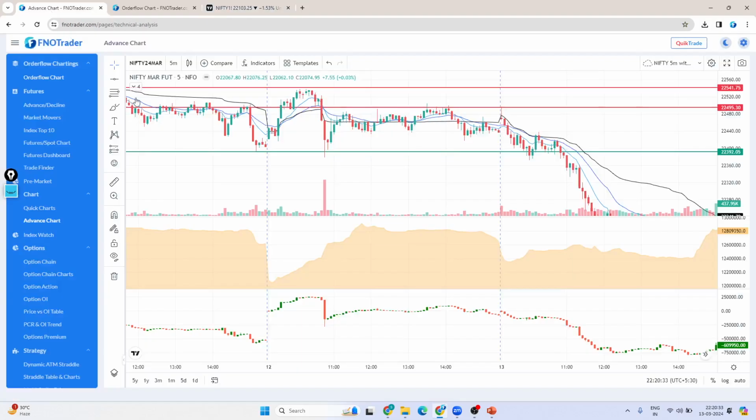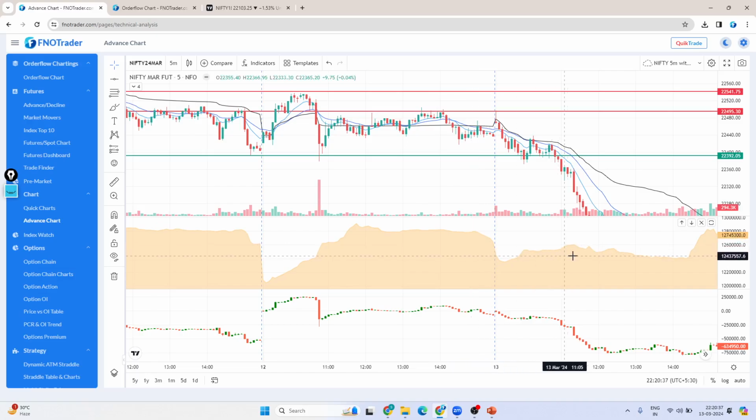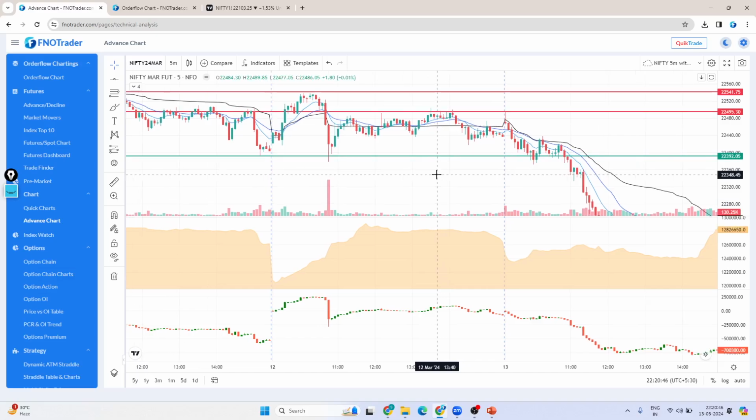my advanced chart within market profile, which basically has real-time open interest charts as well as the order flow indicator that I have. So this is a typical candlestick chart. Now let's take an example of today, which is 13 March. There was a bloodbath on Nifty.